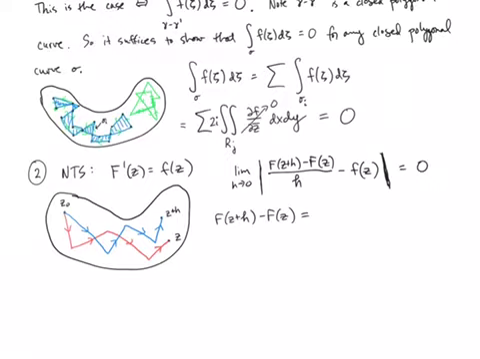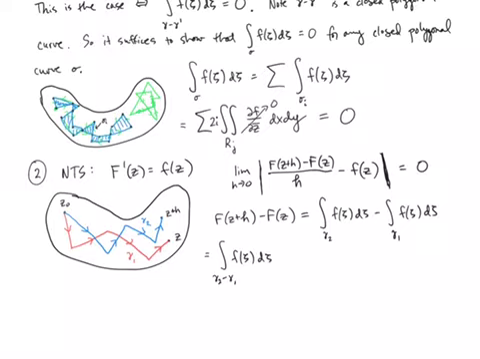So let me write this out, just to make sure everybody can follow this. Let's call our red curve gamma 1 and our blue curve gamma 2. So this is the integral around gamma 2 of f of zeta d zeta minus the integral along gamma 1 of f of zeta d zeta. And that's the integral along gamma 2 minus gamma 1 of f of zeta d zeta.